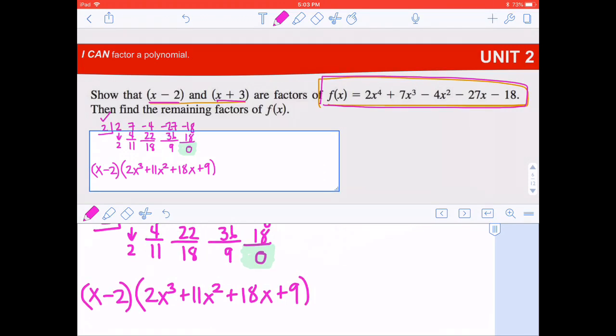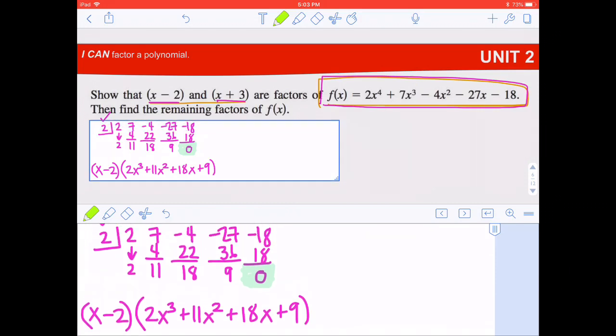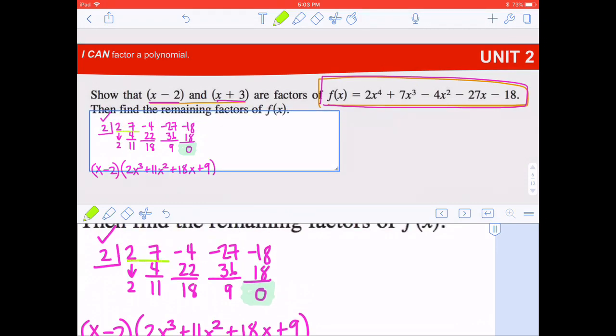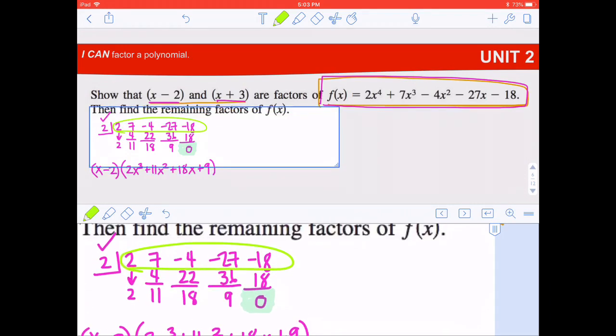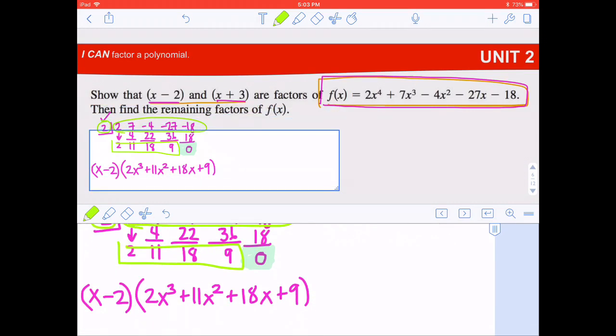So take, for example, here, if I were to want to distribute this all out and FOIL this all out, then my outcome would have to be this original part here. Because all we're doing is taking that polynomial, dividing it by this, and then we're getting our outcome here, which is the other polynomial. So now we have x minus 2 times this polynomial here.